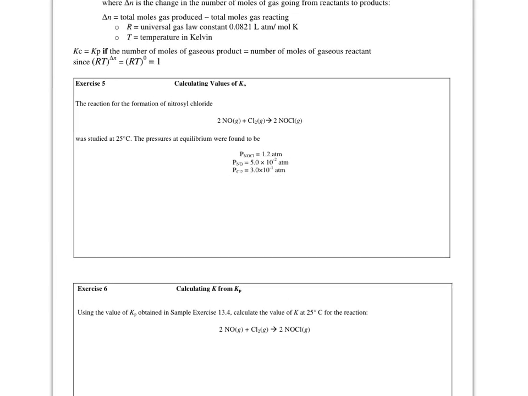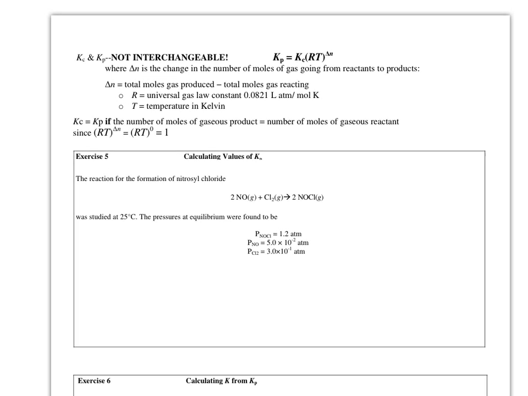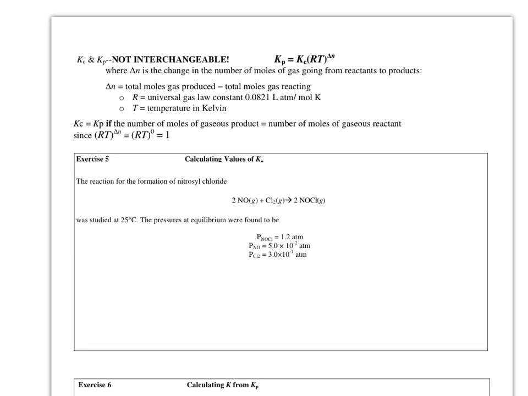Okay, in this part, it's talking about Kc versus Kp. A lot of students get confused on this, and this is the last little thing we need to talk about, that Kp and Kc are not interchangeable. So if you have a Kc value, you can't assume it's the same value for Kp. There is an equation you can use to convert one to the other.